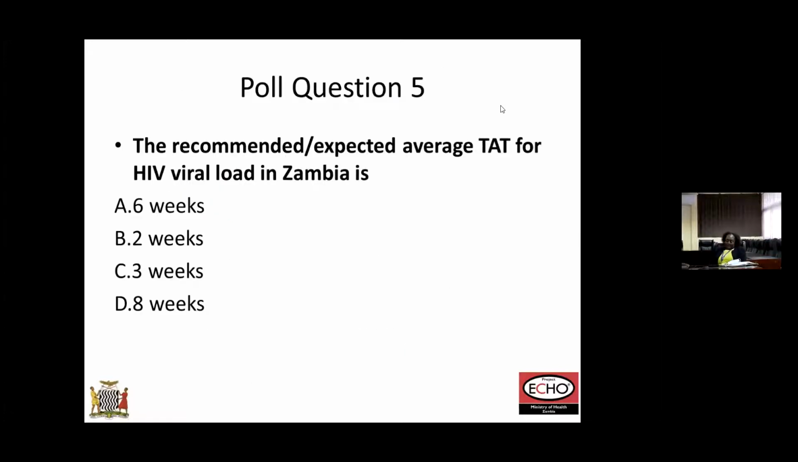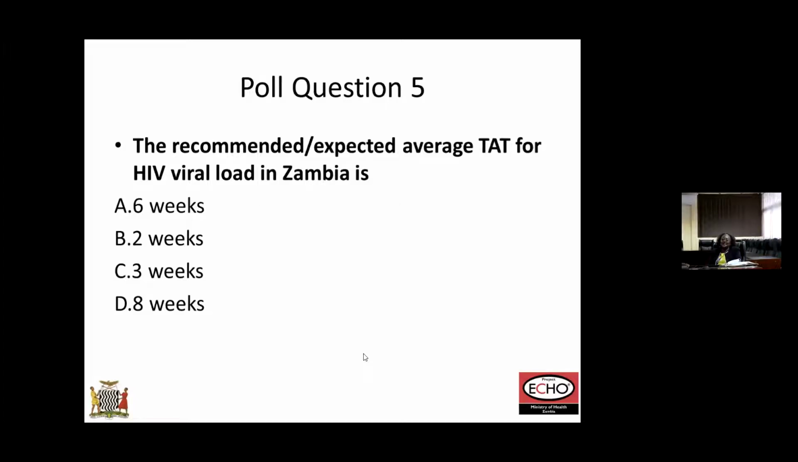Our fifth poll question. I know it's a lot of poll questions, but they are good ones. The recommended or expected average turnaround time for HIV viral load in Zambia: is it 6 weeks? Is it 2 weeks? Is it 3 weeks? Or is it 8 weeks? This one, lab team, if people say something else, it would be a reflection of our lab performance, isn't it?